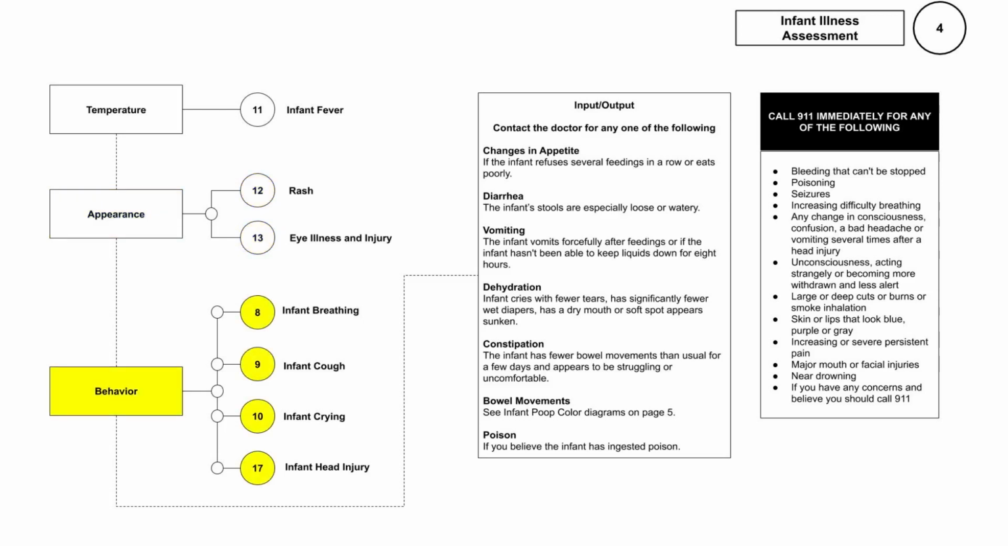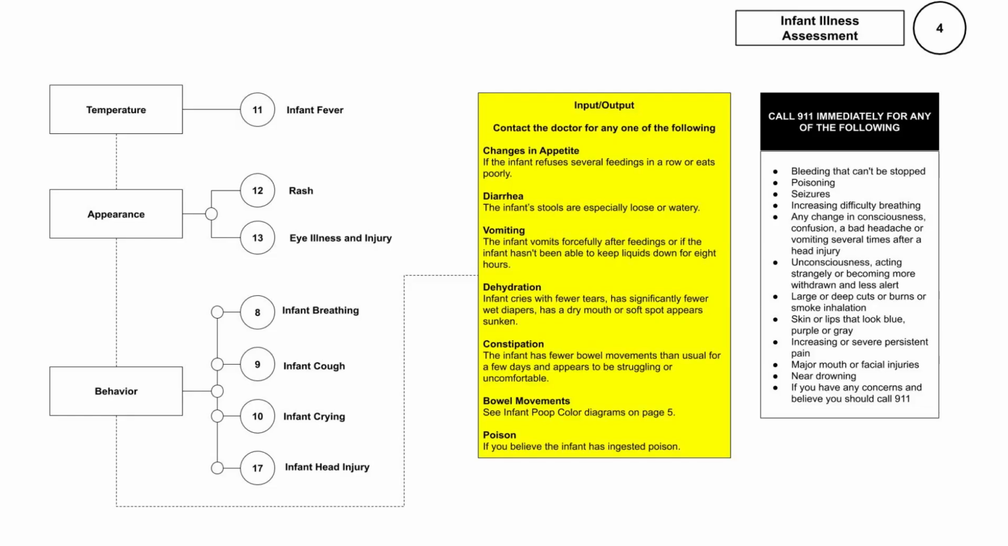Next is behavior. How is the infant behaving? What's their breathing like? Do they have a cough? Are they crying incessantly? Does the infant have a possible head injury because the infant fell earlier in the day? And so, if there's something going on there, then we can go and run any one of these checklists that can be found in the textbook.